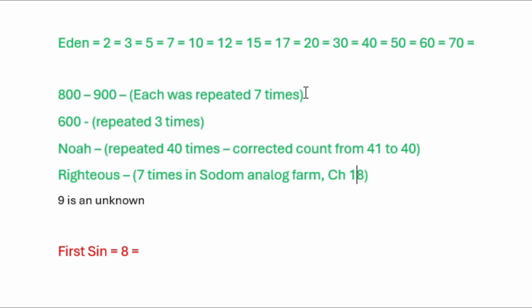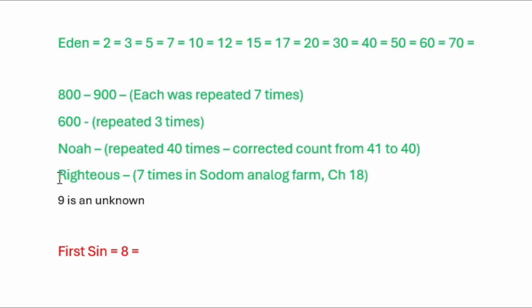800 and 900. Each was repeated 7 times, and you know what? All through Genesis, that's the only time they repeat. 600, only 3 times. Noah, 40 times. Corrected count from 41 to 40. I will discuss that with anybody. It looks like I'm fudging it.